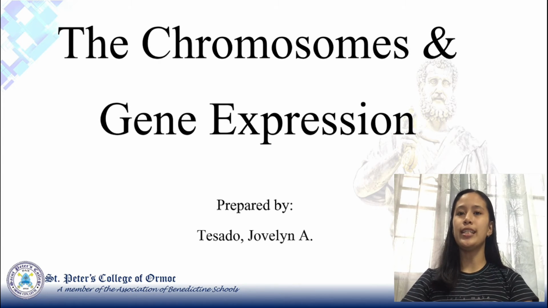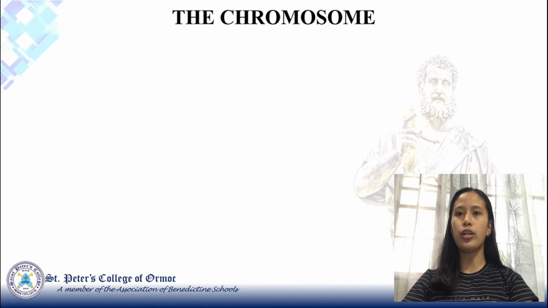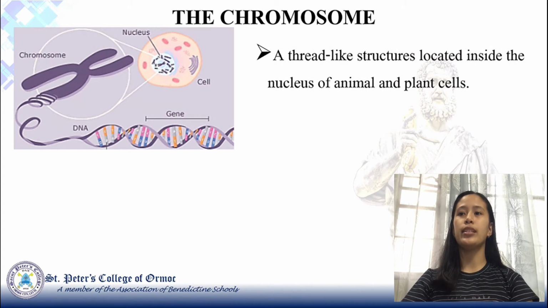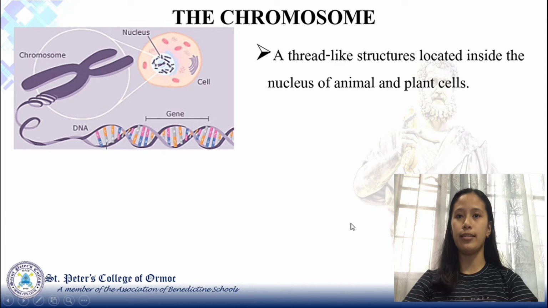To understand what this is all about, let's take a sort of review about chromosomes. So, what are chromosomes, by the way? Well, basically, chromosomes are thread-like structures that are usually found inside the nucleus of animal and plant cells. As you can see here in the picture, this is the cell. Inside the cell, there is a nucleus where chromosomes are actually found.